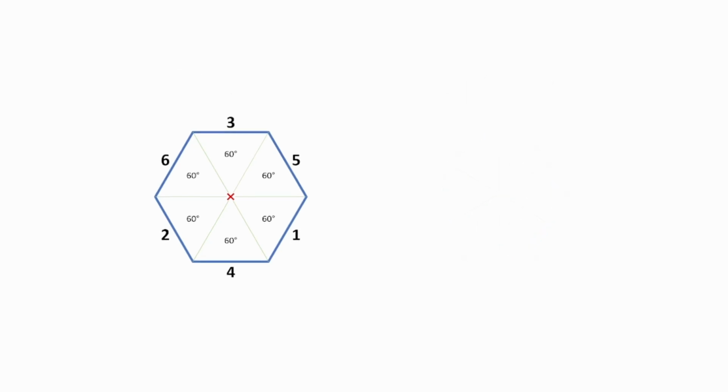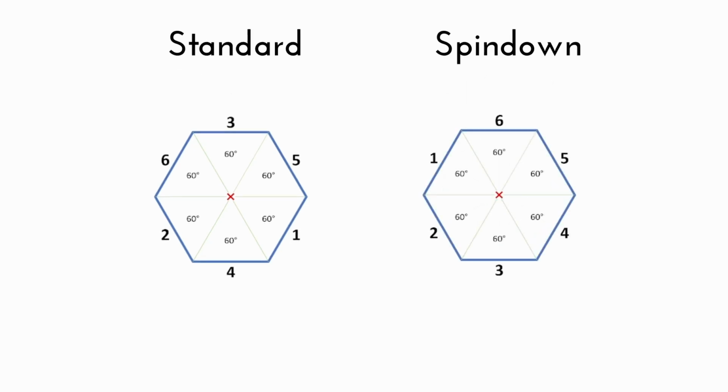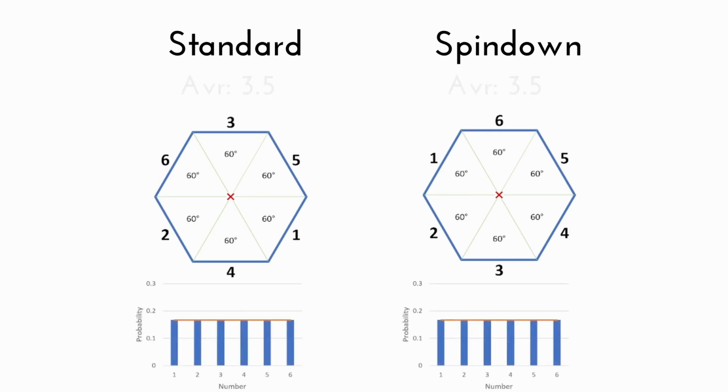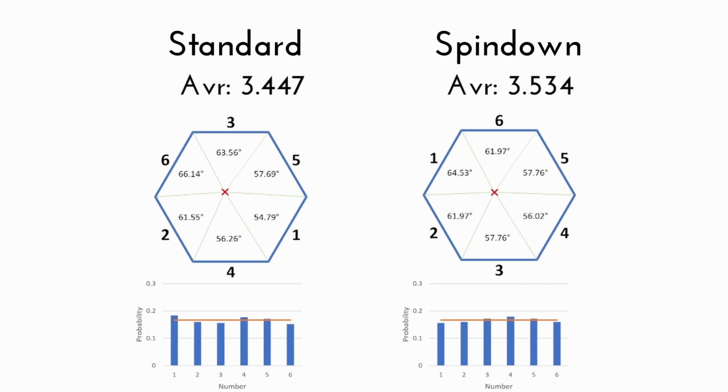If we bring in our two numbering systems, Spindown and Standard, we can calculate the expected result based on summing the probability multiplied by each face value. As you can see, when the dice is balanced, the average value is 3.5, which is what we would expect. And it's the same for both numbering systems, Spindown and Standard. However, if we move the centre of mass, something interesting happens.